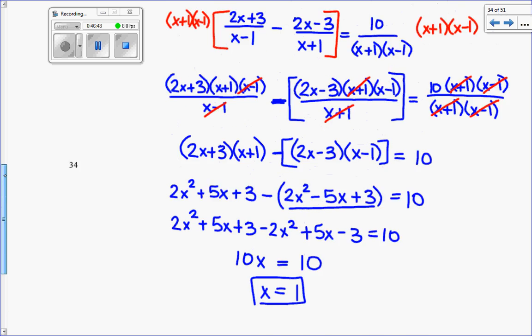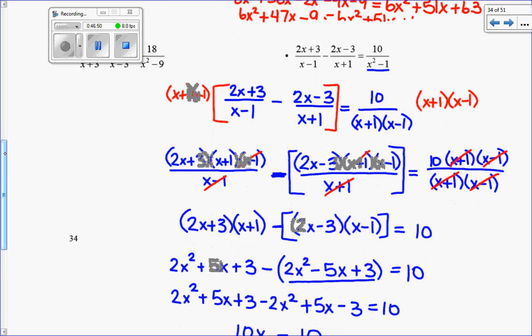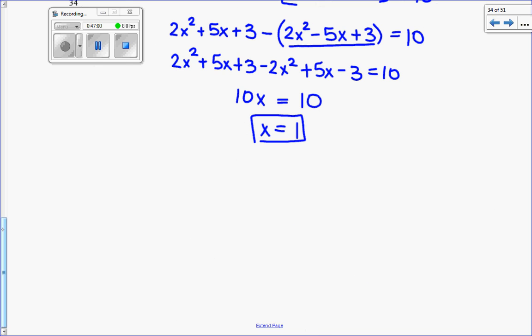However, when we go back and look at what our non-permissible values are for x, I can see that x cannot be positive or negative 1, which is a problem. X cannot be positive or negative 1, so that makes this solution impossible. So therefore there is no solution to this equation.